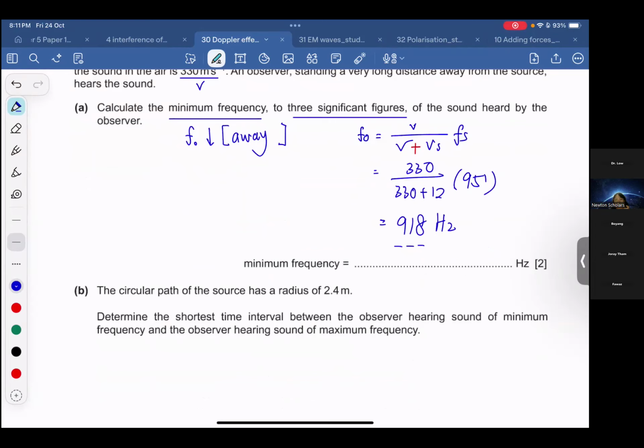The real value, before we round off to three significant figures. Any of you can tell me before we round? Okay, Hassan told me fO equals 917.63 hertz.